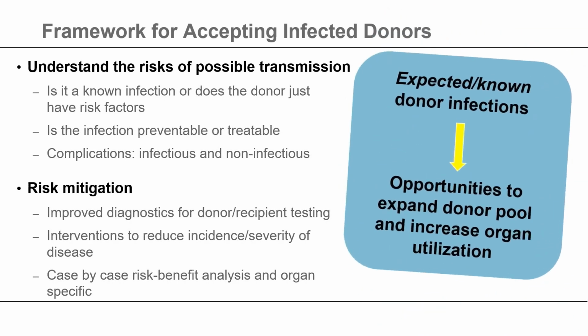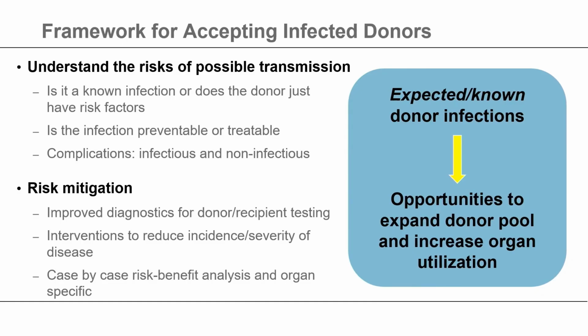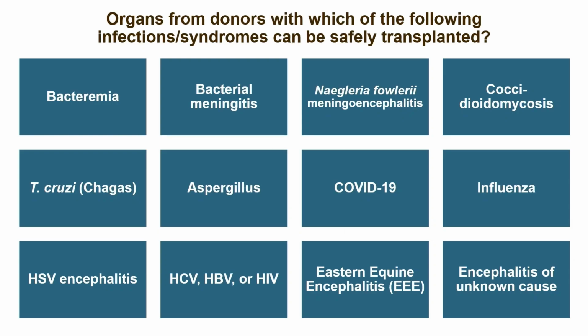But if we think about this as far as the expected known donor infections, then this really gives us opportunities to expand the donor pool and increase organ utilization if we're willing to think about how we can treat our recipients with known infections in our donors. This is what we've done with hepatitis C since 2017. This is what we've done and continue to do with CMV and many, many other infections.